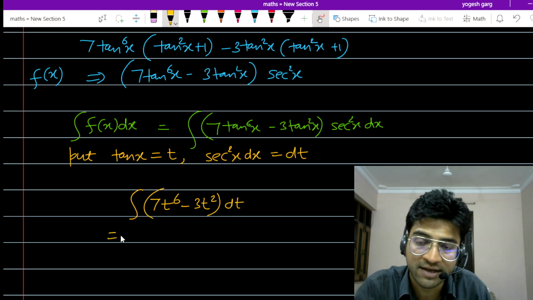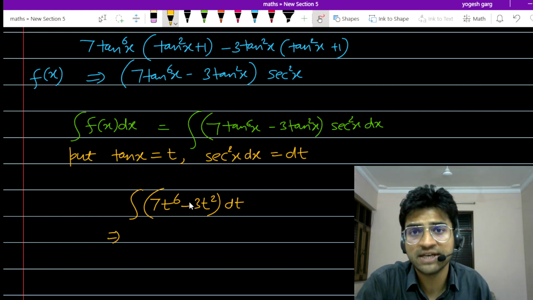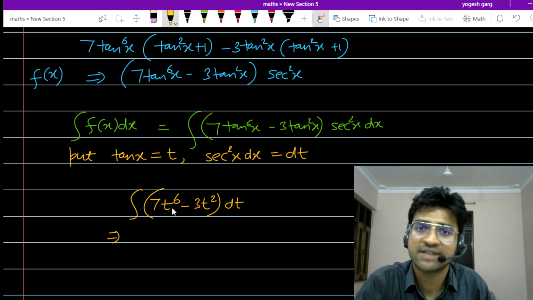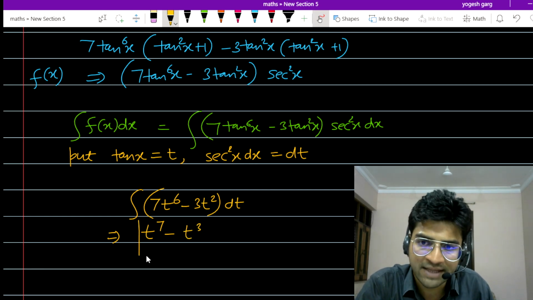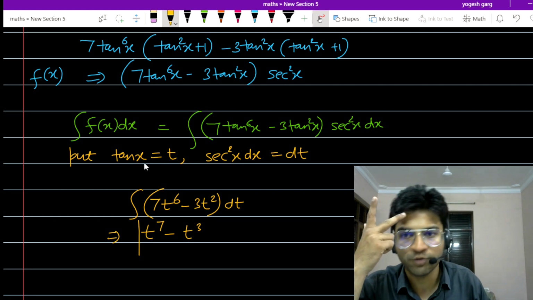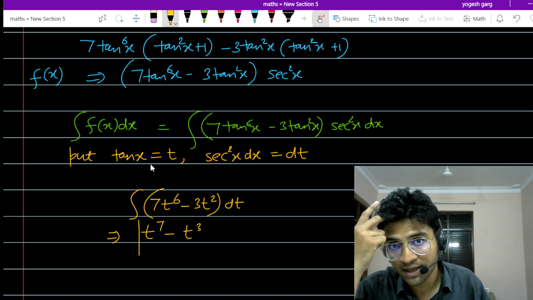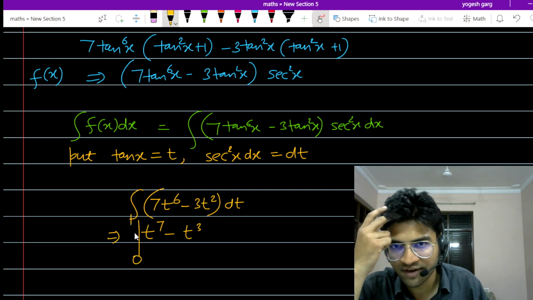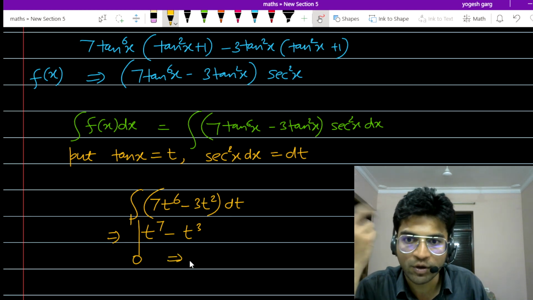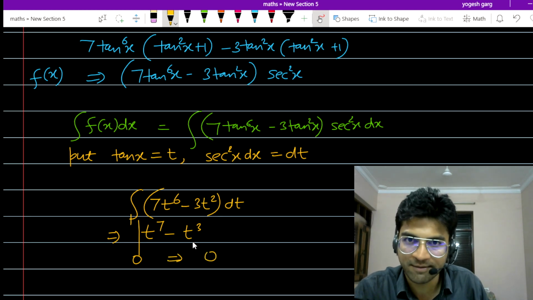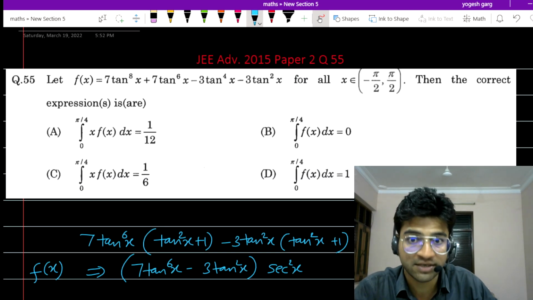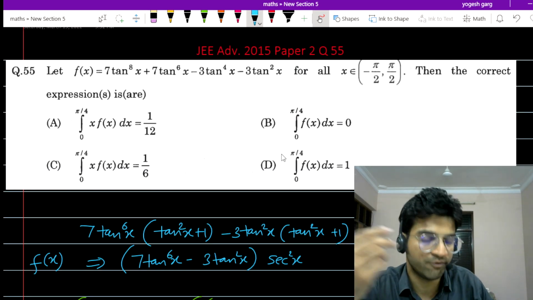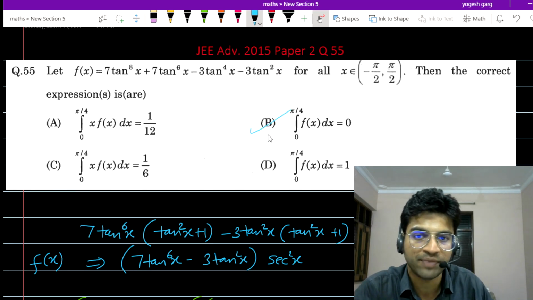Integrate this: 7t^6 dt gives 7t^7 upon 7, so this is t^7, minus t^3. Apply the limits 0 to π/4, and since tan x = t, the limits will be 0 to 1. So it is fairly easy. It is 1 minus 1, which is equal to 0. So among B and D, the correct one is B.